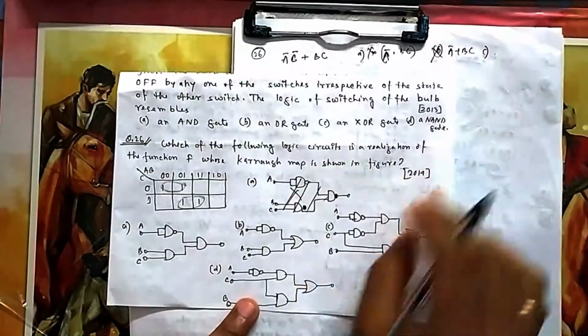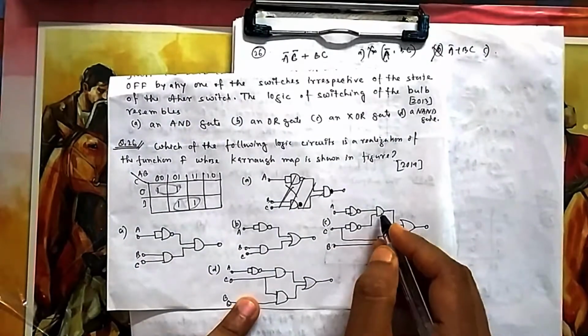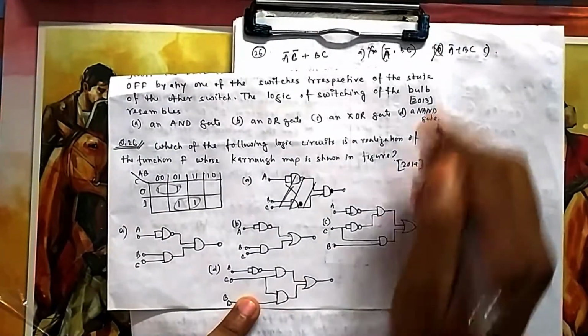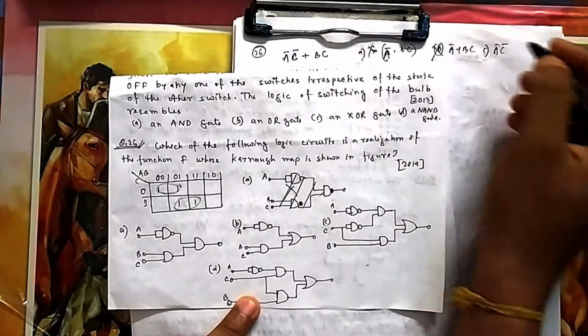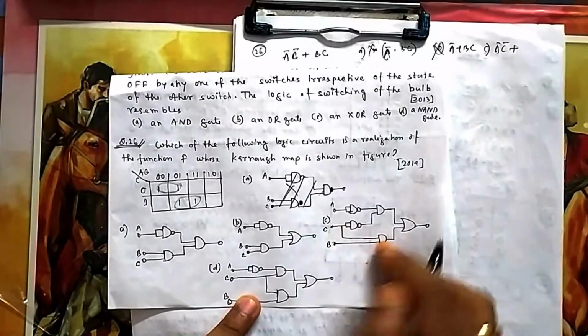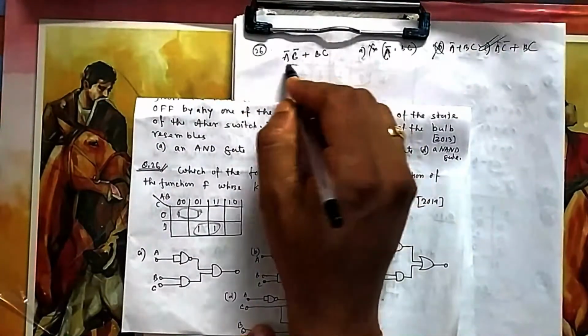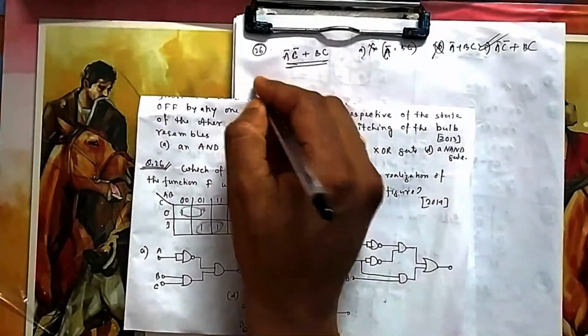If you come to C, it is A bar and C bar multiplied, so here it is A bar C bar, so far so good. Plus, this is OR, plus what is coming from here? BC. So I think this is the answer. That is matching with your given function. So option C is the correct option.